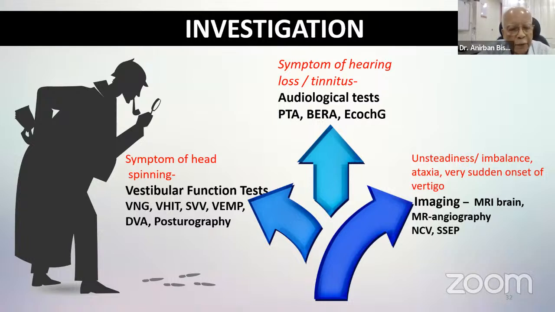If the symptom is of head spinning, then the vestibular function tests, especially VNG, VHIT, subjective visual vertical, VEMP, dynamic visual acuity, posturography, all these things have to be done. Depending upon what the patient's symptom is, you will have to advise what investigations are to be done. And this advising for investigations has to be done at the physician's level only. For this, you do not need to send the patient to an ENT doctor or to a neurologist. You are capable enough of differentiating between them and advising the requisite tests.